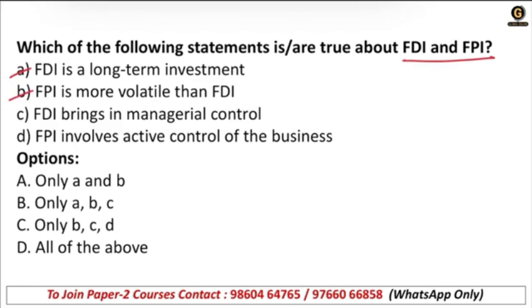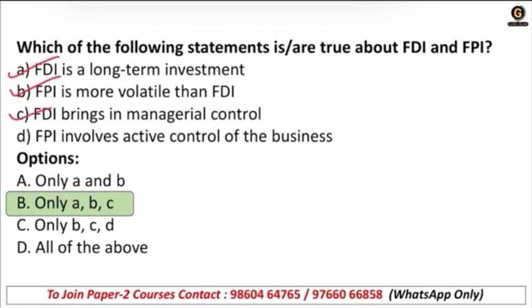FPI is more volatile than FDI. FDI brings in managerial control. FPI involves active control of business. Options are AB, ABC, BCD, or all of the above. So the right answer is option B, that is ABC. A, B, and C.